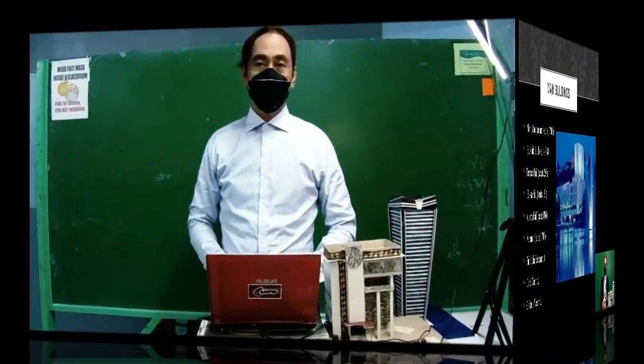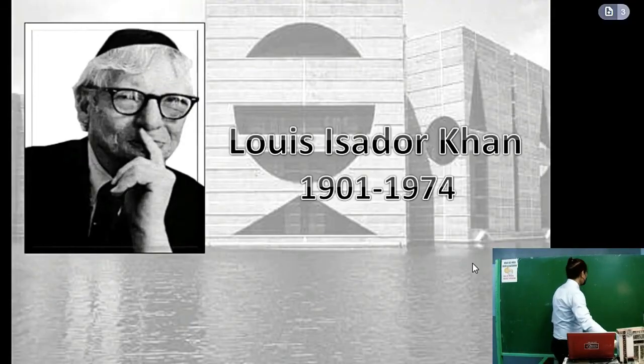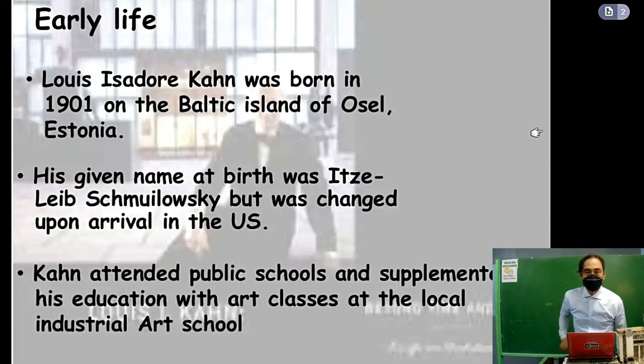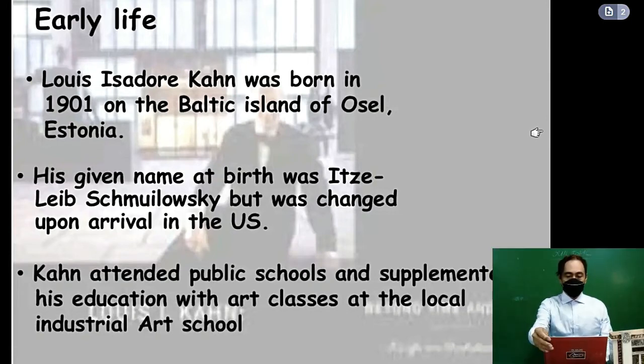Today's topic is all about one of the international artists, Louis Isadore Kahn, master of the international style. Okay, let's go to his early life. Louis Isadore Kahn was born in 1901 on the Baltic island of Osel, Estonia. His given name at birth was Itzilib Schmuilowsky, but it was changed upon arrival in the U.S. That's a difficult name to pronounce.